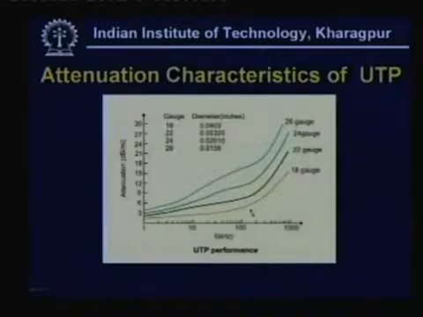Here are the attenuation characteristics of different types of UTP cables. Here you see the conductor, the inner conductor that is used. We have seen there is an inner conductor, on which there is an insulator. This inner conductor diameter is specified here: 18 gauge, 22 gauge, 24 gauge, and 26 gauge, and the diameters are given in inches. 18 gauge corresponds to 0.0403 inch. On the other hand, 26 gauge has a diameter of 0.0159 inch.